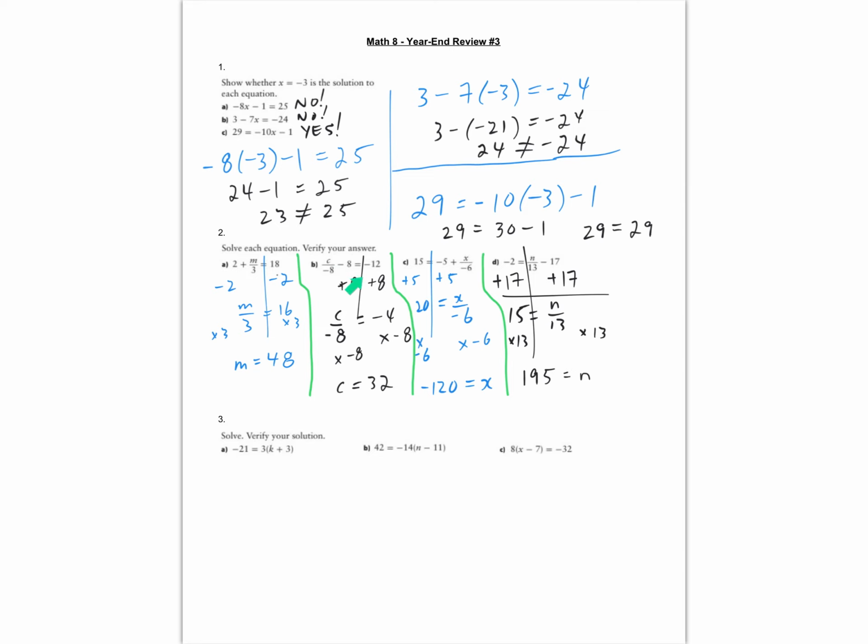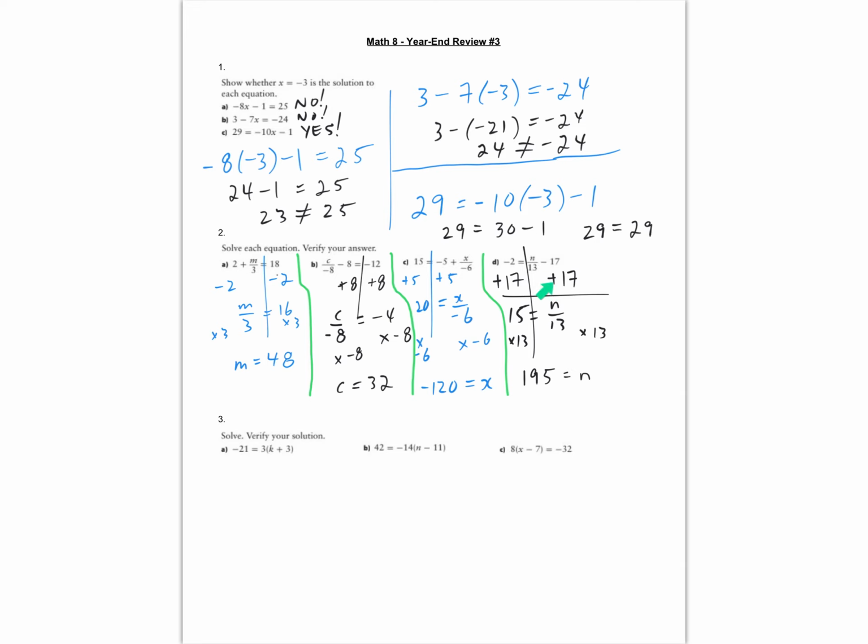Here, I'm going to add 8 to both sides. -12 plus 8 is -4. I'm left with c, the variable, divided by -8 equals -4. Multiply both sides by -8, and we get negative times a negative gives us positive 32. I'm going to add 5 to both sides, multiply both sides by -6, and I get -120 equals x. Okay, so x equals -120. You can write it however you want.